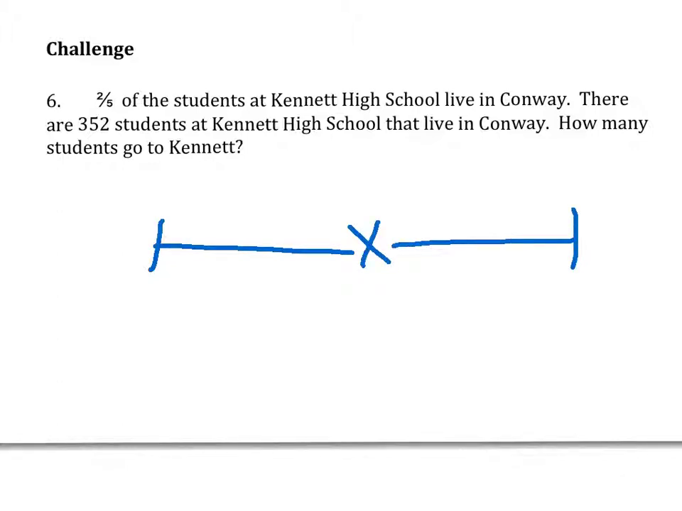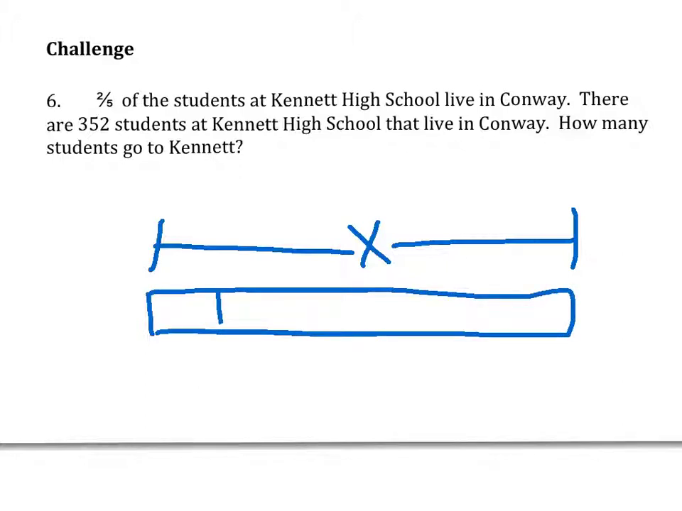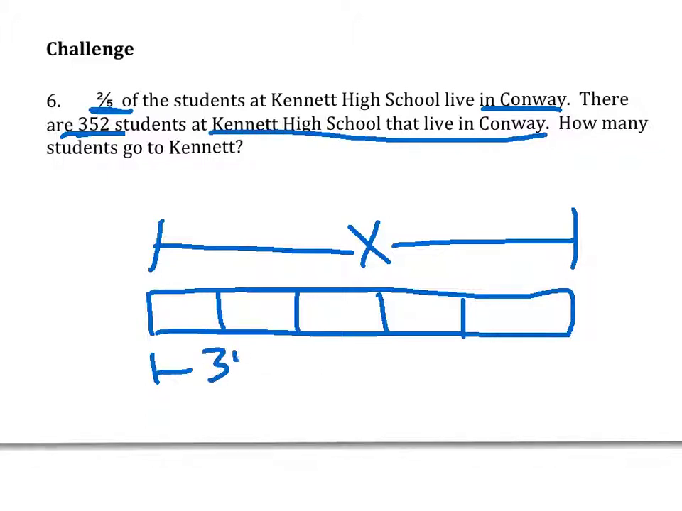But we know 2/5, so I'm going to make 5 boxes. 1, 2, 3, 4, 5. I know that 2 of these boxes is 2/5 of the students at Kennett High School who live in Conway. There are 352 students at Kennett High School that live in Conway. So this goes here. 352. All right, so we can figure out what each box is there from that. 352 divided by 2.